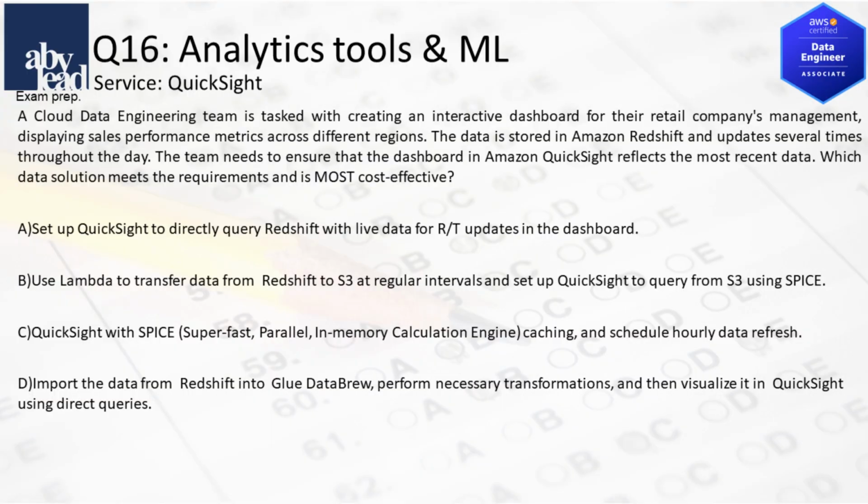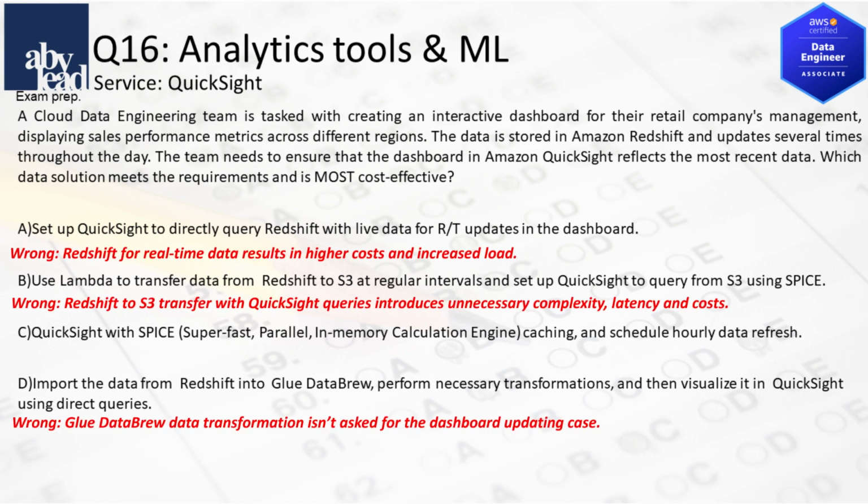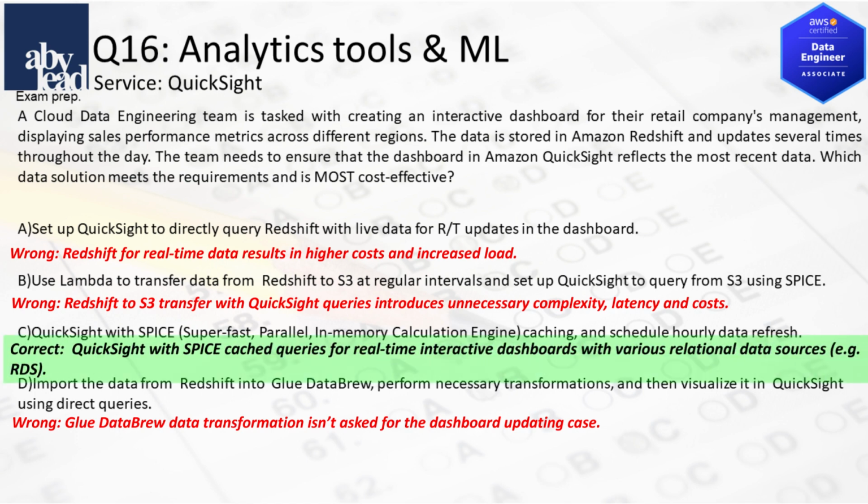Question 16. You want to cost-effectively realize intraday Redshift metrics in a QuickSight dashboard. Higher costs come from suggested Redshift real-time processing and Redshift to S3 transfer with QuickSight queries. Not better is Glue DataBrew transformation, which isn't asked for in this dashboard updating case. The solution is to use QuickSight SPICE caching for the dashboard with hourly refreshes to avoid overhead.